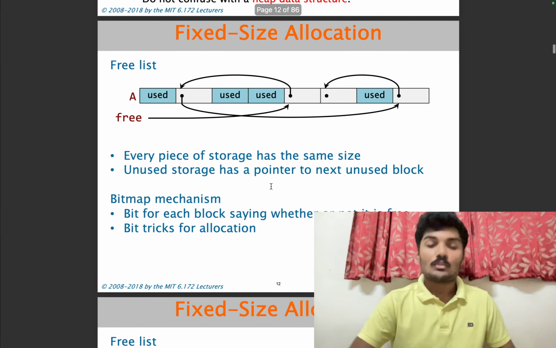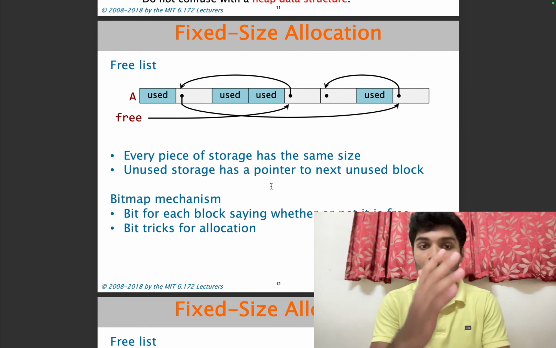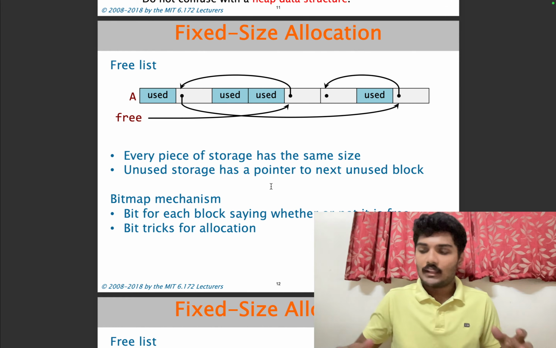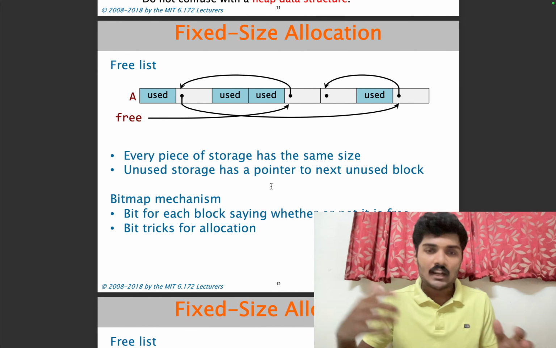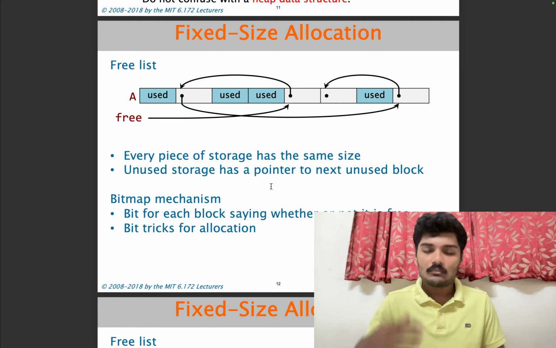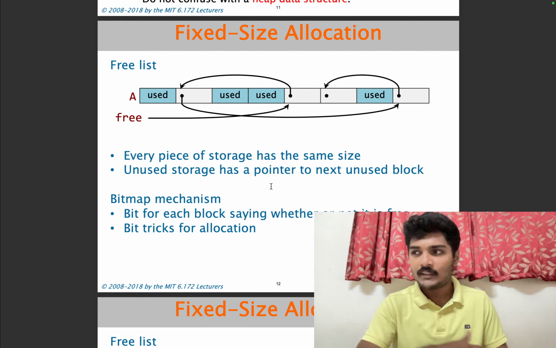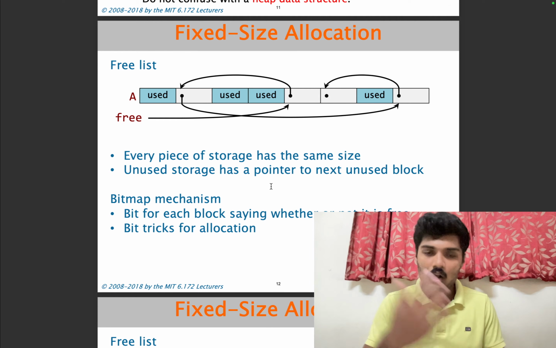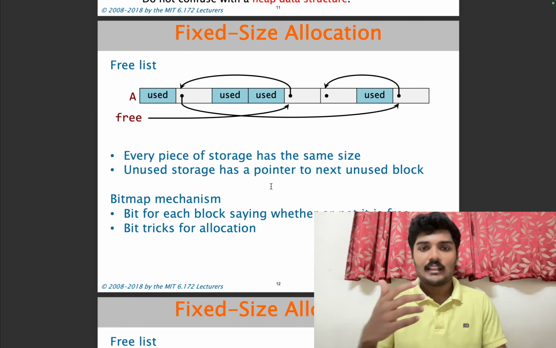Okay, so fixed size allocation. This is our main concern. How are we supposed to manage the freed up memory? As we have seen, in the heap we can allocate, and we can free up any block of memory that we want. So how are we supposed to manage the freed up memory?